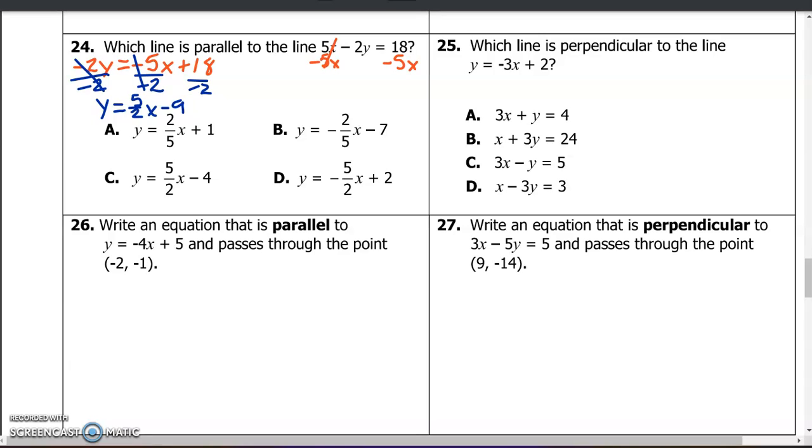So we're looking for one that has a positive 5 over 2, which would be answer choice C. It's not D because that has a negative, right? We need positive 5 over 2x.